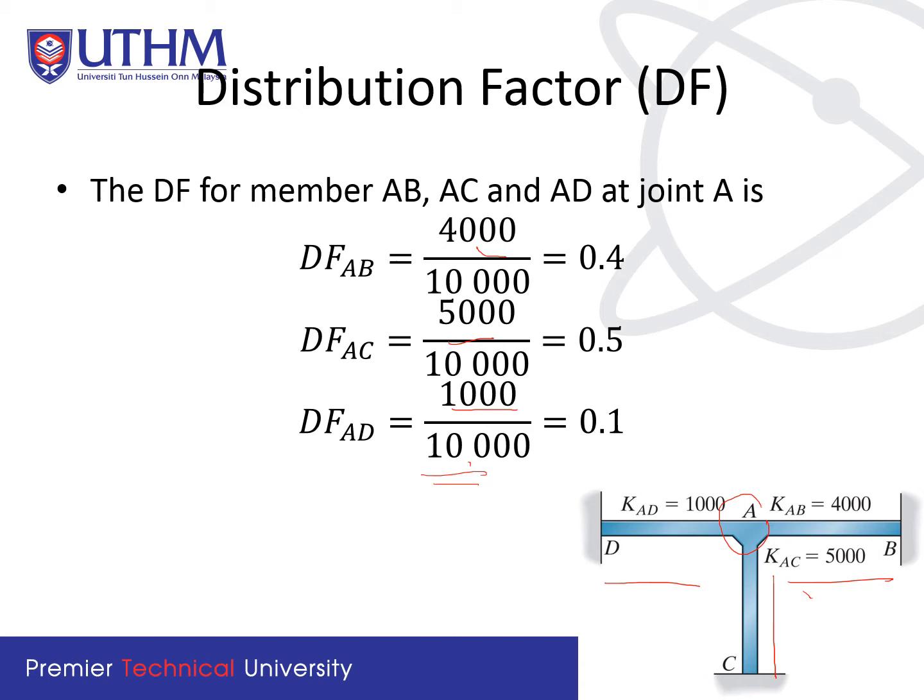It distributes to AB by 0.4, which is 4,000 divided by 10,000. Then for AC it is 0.5, and for AD it is 0.1. So it distributes 0.4 here, 0.1 here, and 0.5 here accordingly. You will see it more clearly when I show you the whole example later.